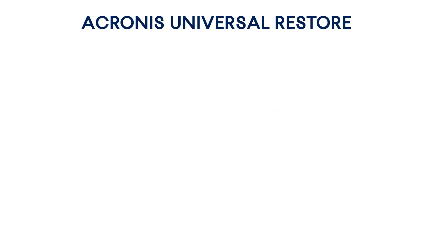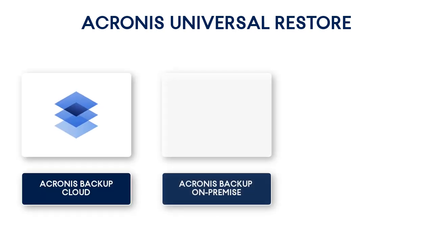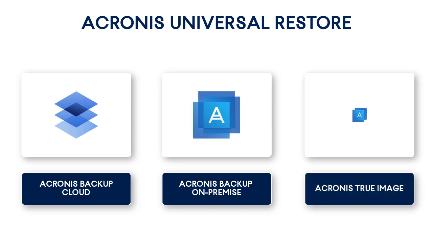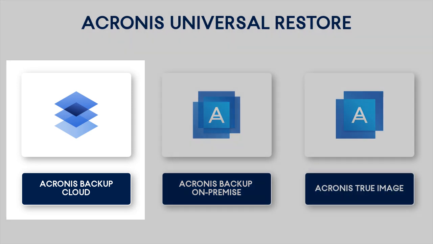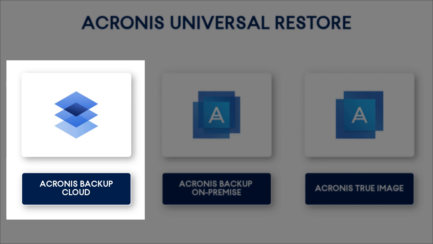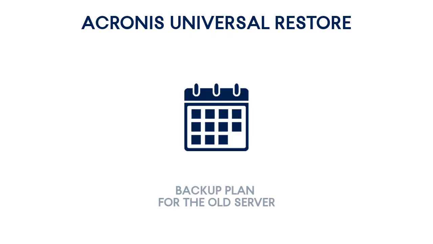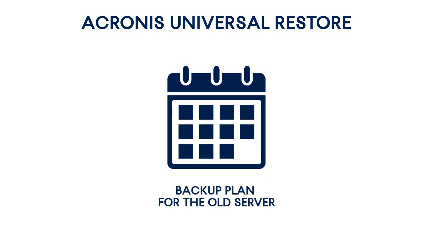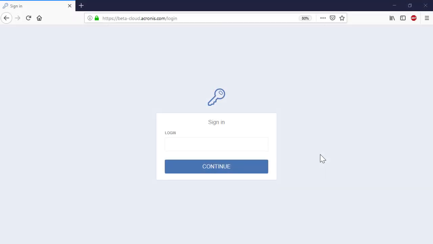It should be noted that the Acronis Universal Restore is available by default in many Acronis products, such as Acronis Backup Cloud, Acronis Backup On-Premise Solution, and Acronis True Image. In this video, we will have a look at the Acronis Backup Cloud. However, the corresponding steps to be done in other Acronis products are similar. We assume that you already created a backup plan for the old server of your customer and have at least one full recovery point. As the next step, you need to boot the target machine with the Acronis bootable media.